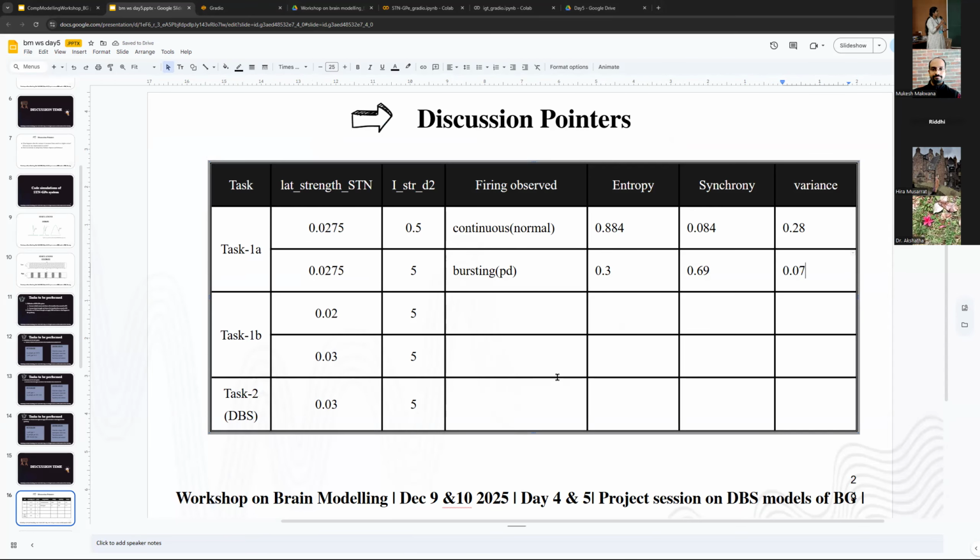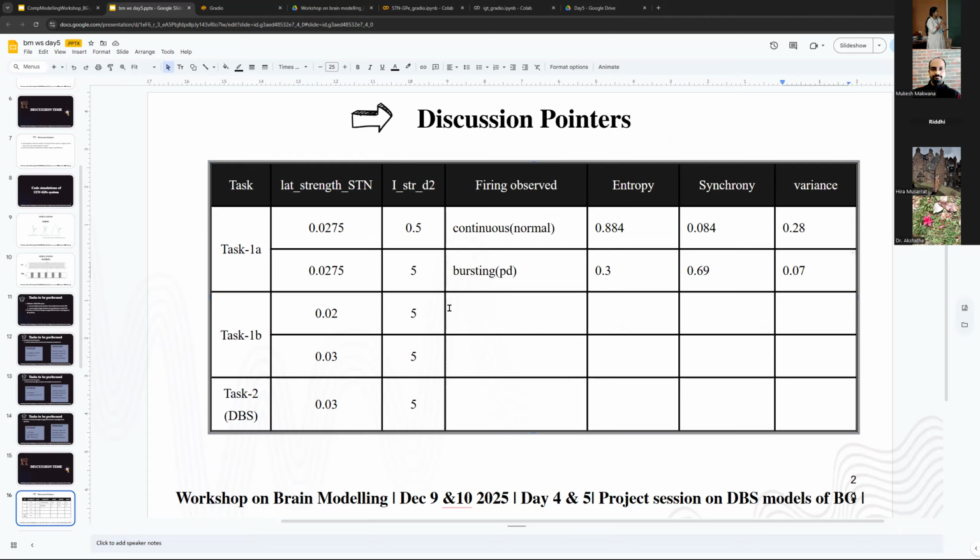So quick observations. Can you see that under PD, the entropy is decreased and synchrony is increased? Variance is also decreased. So we can see that for a given lateral strength, as I keep increasing the external current, it moves from normal to PD. Okay, we can go to the next simulation then.